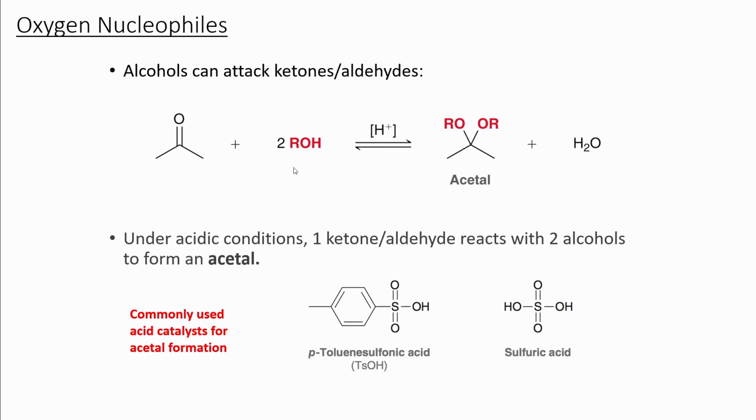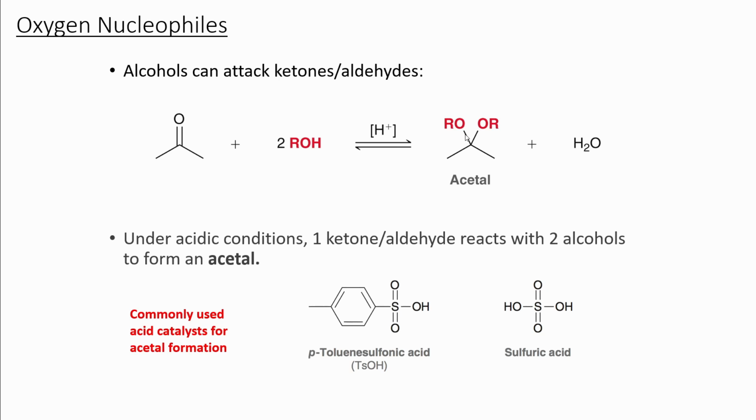So we've discussed in the past that alcohols are weak nucleophiles. So we can take a ketone or aldehyde, and in the presence of an alcohol, form an acetal. An acetal is similar to the hydrate we formed earlier, but in this case, we will be forming it with alcohols. So the acetal will have 2 ether linkages in it.